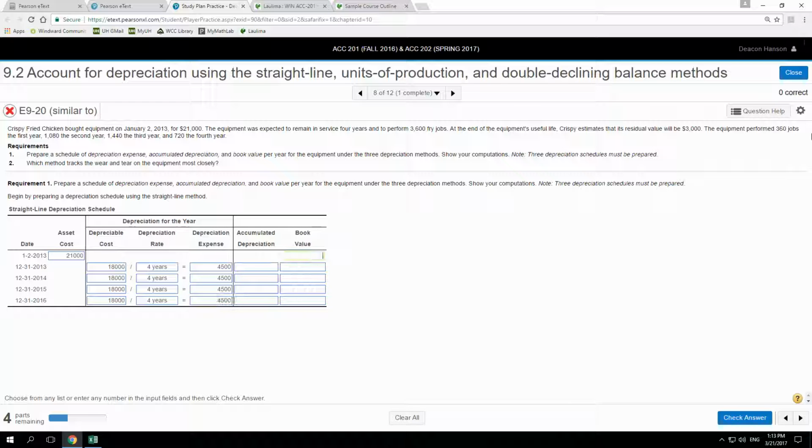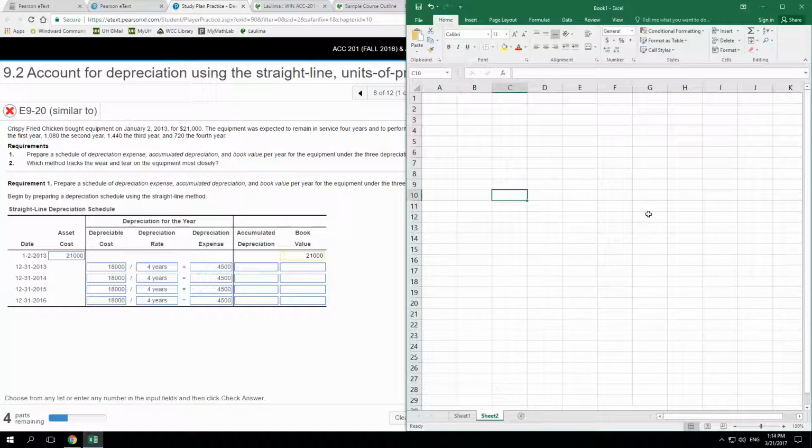Now, before we even start, the book value is its cost. Now remember how we book depreciation expense. I'll show you real quick, right? When we book depreciation expense, we debit depreciation expense and we credit accumulated depreciation. So the $4,500 entry would be happening every year.